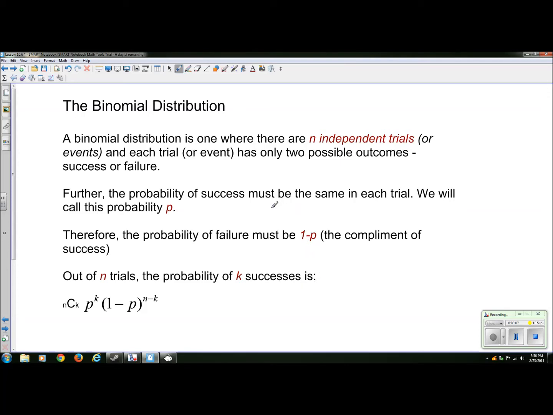There must be n independent trials or events. So in other words, you have to compute a random variable n times, and the random variables have to be independent of one another. In other words, the result of one cannot depend on the result of another.